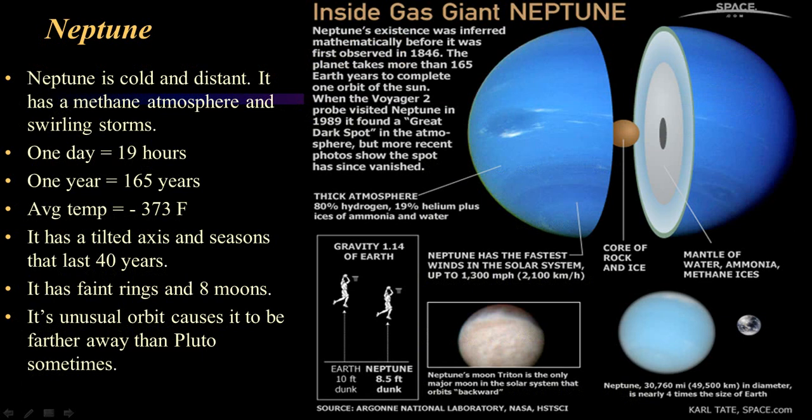The unusual orbit causes it to be further away than Pluto sometimes. I'll show you that little orbital track here in just a second. Okay, so let's see what it tells us over here. Let's see. If we could do a 10-foot dunk here on Earth, we can only do 8.5 because we're being pulled down by all the gravity there.